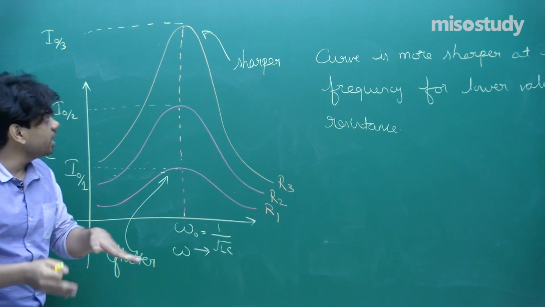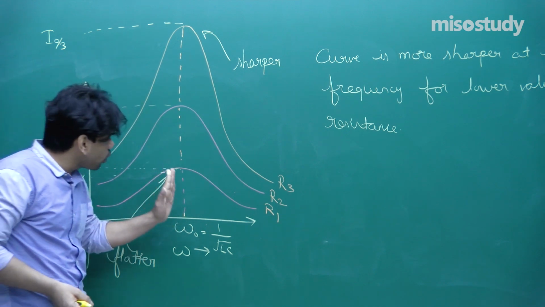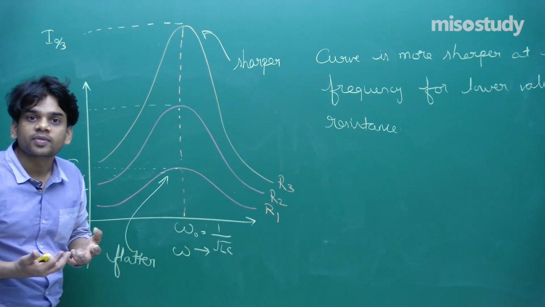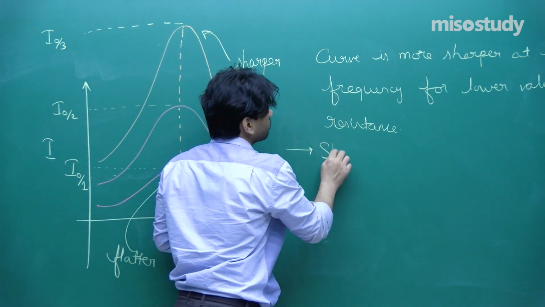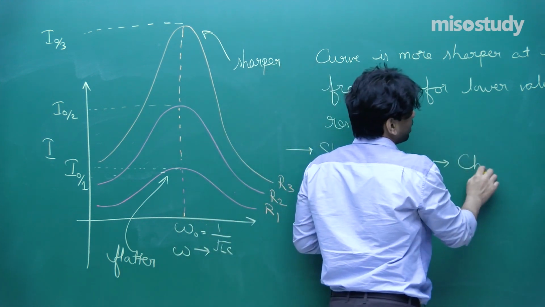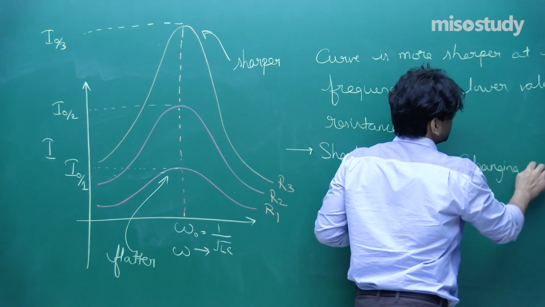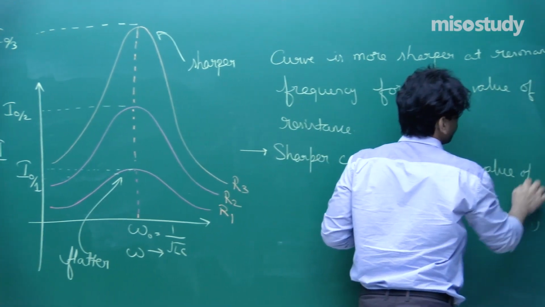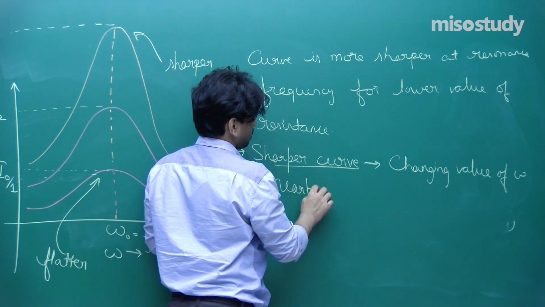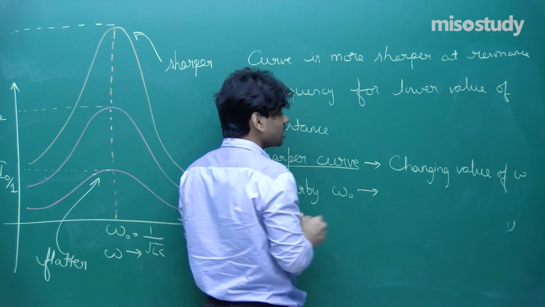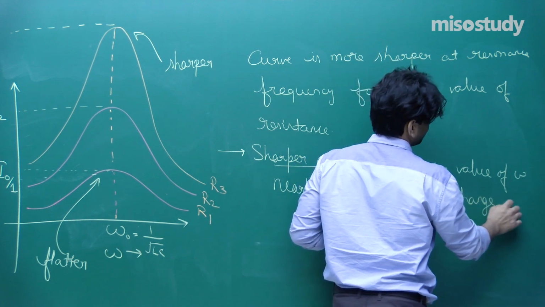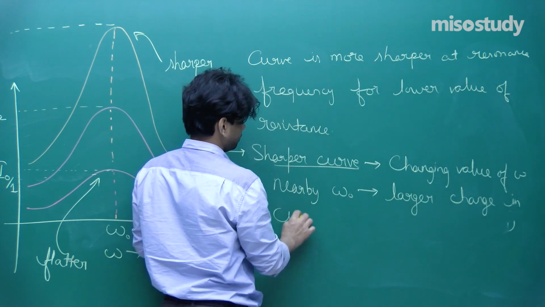By sharper, what do I mean? That means if you change the angular frequency from the resonance frequency by a very small value, you will get a larger change in the value of current. By a sharper curve, what do I mean? Changing the value of omega nearby omega naught, a larger change in current is observed.